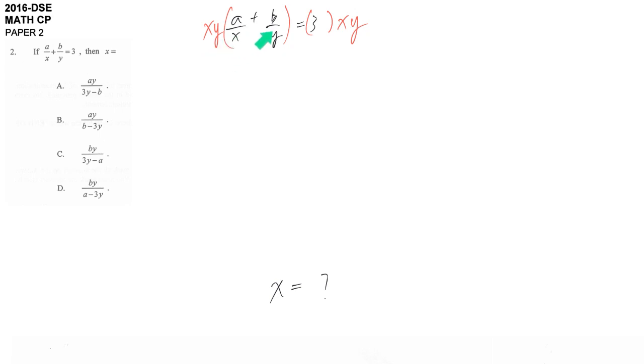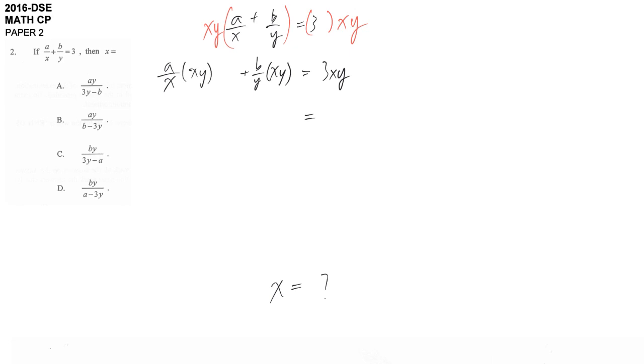Now we are going to remove the bracket here because there are two terms in the left hand side. When I remove it, every term we need to times xy. So we have a over x times xy. We also have b over y times xy, which is consistent with what we have learned in Form 1.